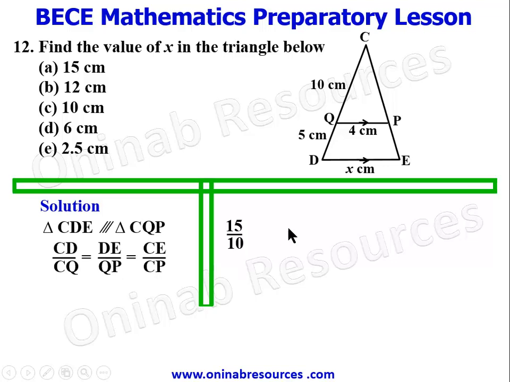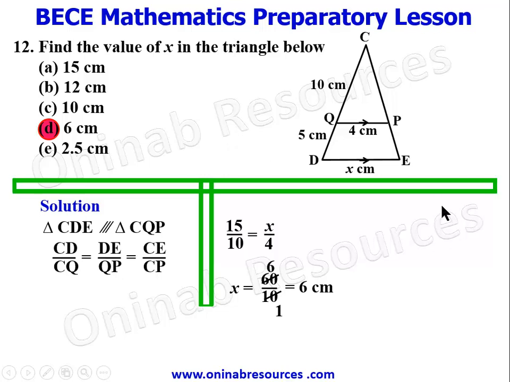CQ is 10, that will give us 15 over 10 is equal to DE is X over 4. QP is 4. And we might not need to go further for this. So 15 over 10 is equal to X over 4. So cross multiplying and making X the subject of the formula, we have X to be equal to 15 times 4 is 60 over 10. And 10 goes into 60 is 6. So X is equal to 6. And that gives option D, which brought the solution to the problem to an end.